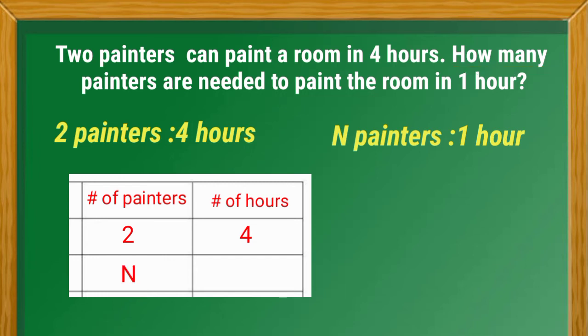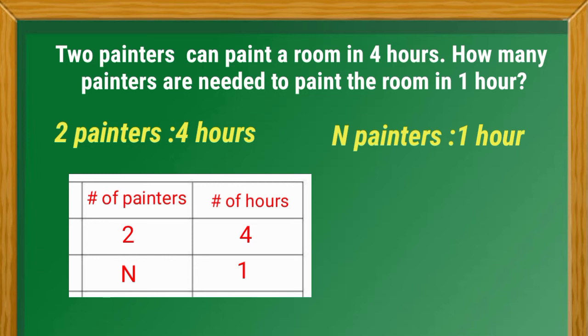So we will represent n for the number of painters and put 1 under the hours column. Under the number of painters, we have 2 and n. Under the number of hours, we have 4 and 1. The same as in direct proportion. We will also use arrows in order for us to make an equation easily.